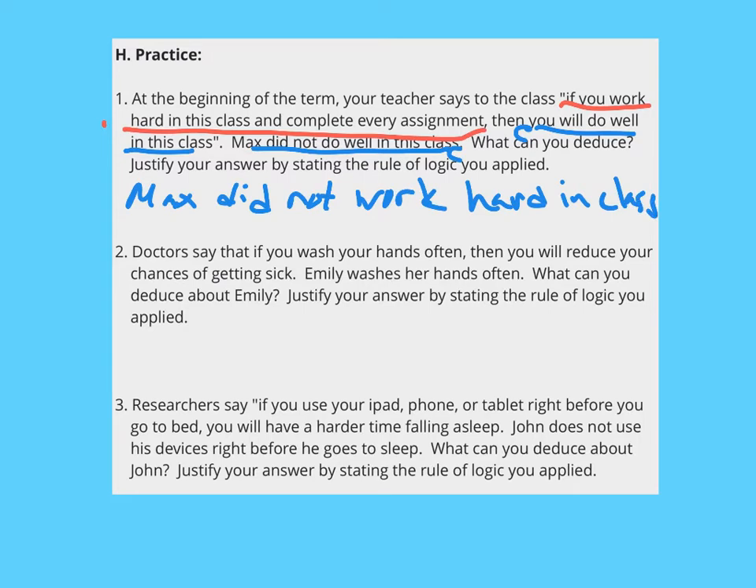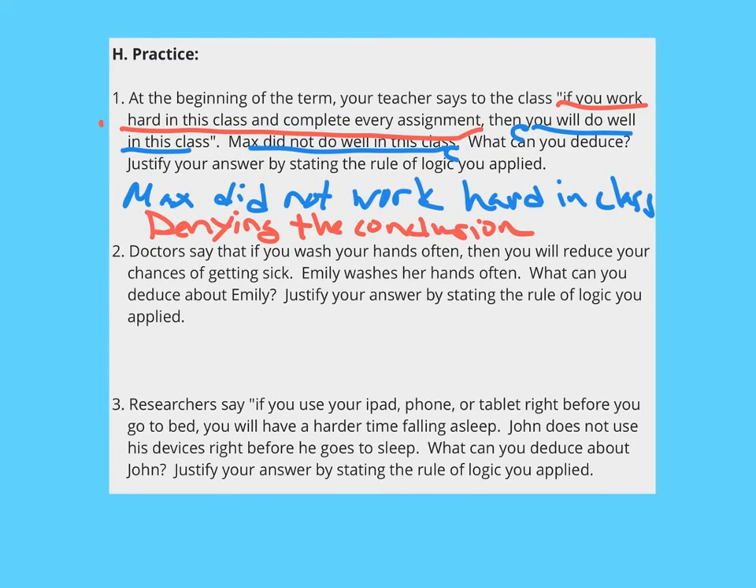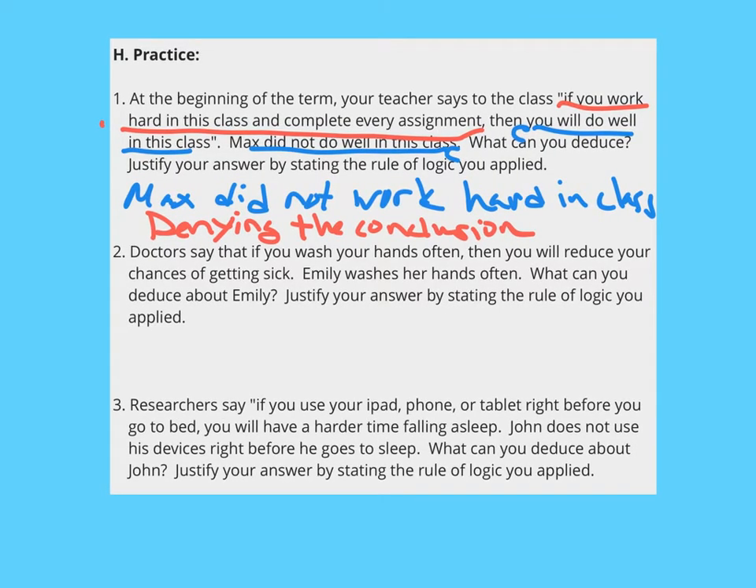And our justification is we are denying the conclusion. So in the specific example that was given, the part of it that was given was denying the conclusion, did not do well in class. Because we denied the conclusion, that allows us to say then that he didn't work hard in the class. All right, let's look at another example.